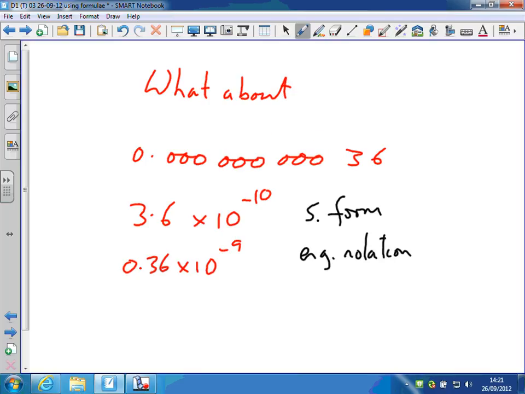And similar reasons for why we do that, because 10 to the minus 9, anybody know what that is as a prefix? No, that's the large, giga. Small, pico, 10 to the minus 12, so close. Nano, yeah. So I could write that as 0.36 nanojoules if we're talking about joules.